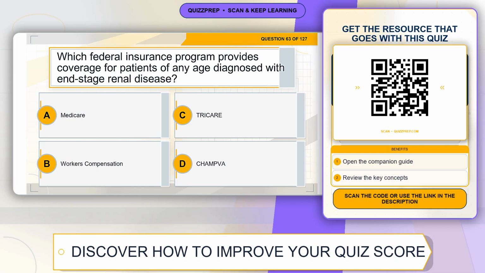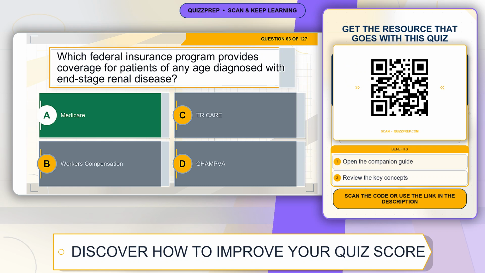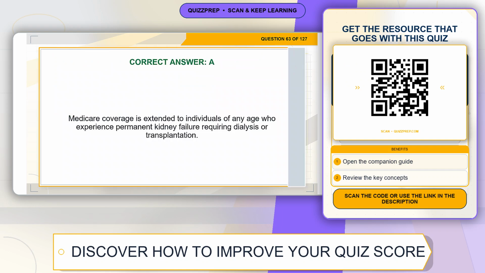Question 63. Which federal insurance program provides coverage for patients of any age diagnosed with end-stage renal disease? Option A, Medicare. Option B, workers' compensation. Option C, TRICARE. Option D, CHAMPVA. The correct answer is option A, Medicare. Explanation. Medicare coverage is extended to individuals of any age who experience permanent kidney failure requiring dialysis or transplantation.